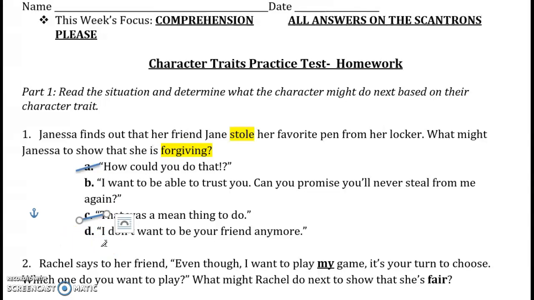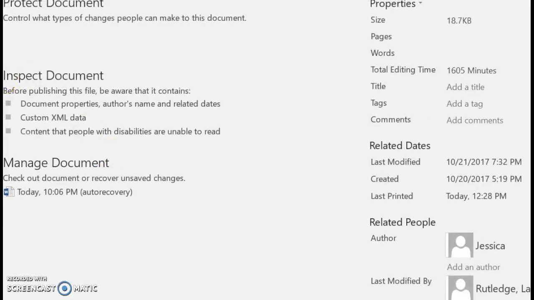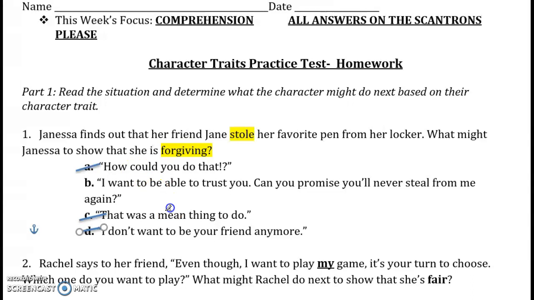So let's look at the next one. I don't want to be your friend anymore. That sounds like anger to me, so I'm going to get rid of that one too. All right, team. It looks like we are left with B. So I'm going to go ahead and highlight it as soon as I can. Sorry. Yeah, this is what I want. So I'm going to go ahead and highlight the correct answer.